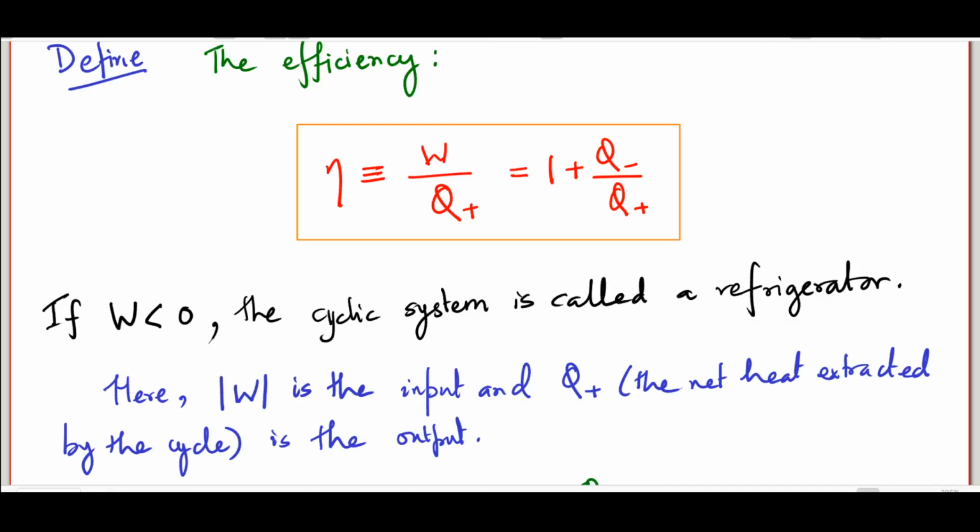That's the energy input. And the net heat extracted by the cycle, which is Q plus for the cycle, that is the output. So here what you are going to do is use the work done to extract heat from reservoirs. So Q plus is what you get out of it, and mod W is what you have to give to get that done. That's exactly what an ordinary household refrigerator does.